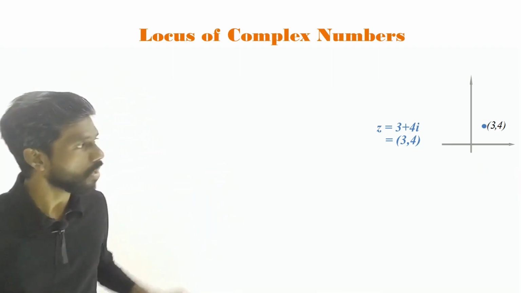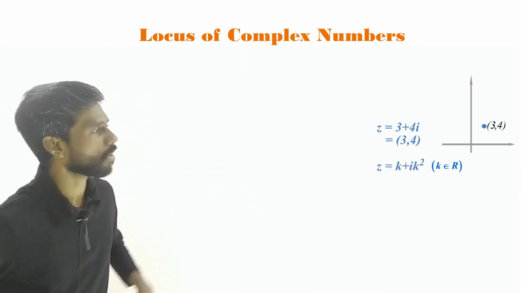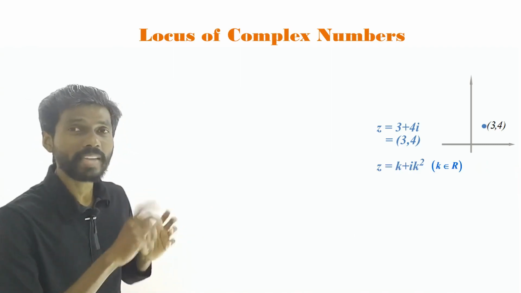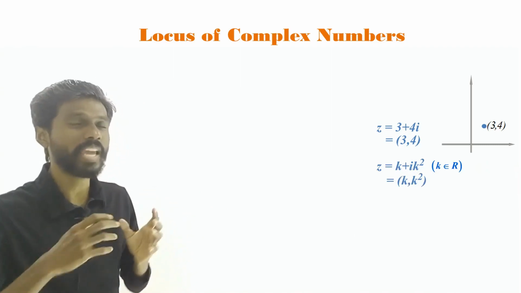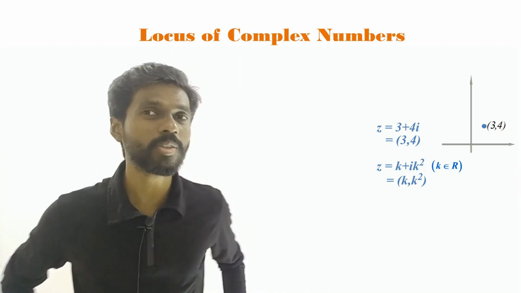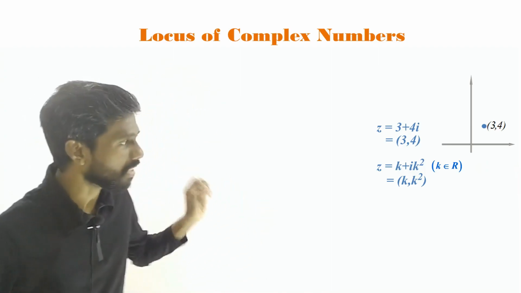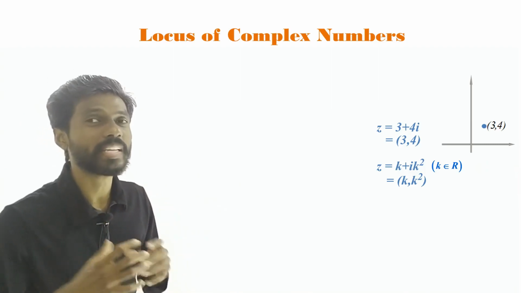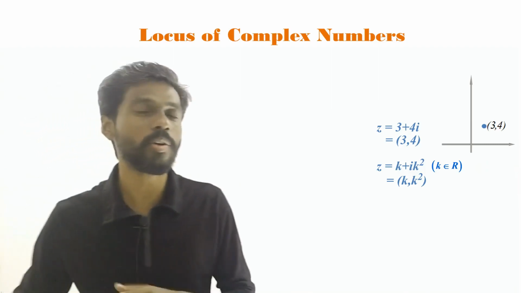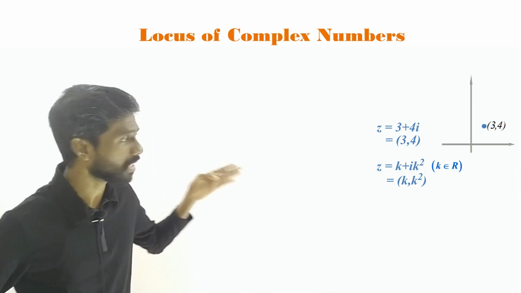Now you have another complex number which is of the form k plus i k squared. But this is different because k is variable. k can be any real number. So unlike the previous one, here k is a variable. That means this z is not a fixed complex number. It can take many values. If you vary the value of k, we will have different values for this complex number z.